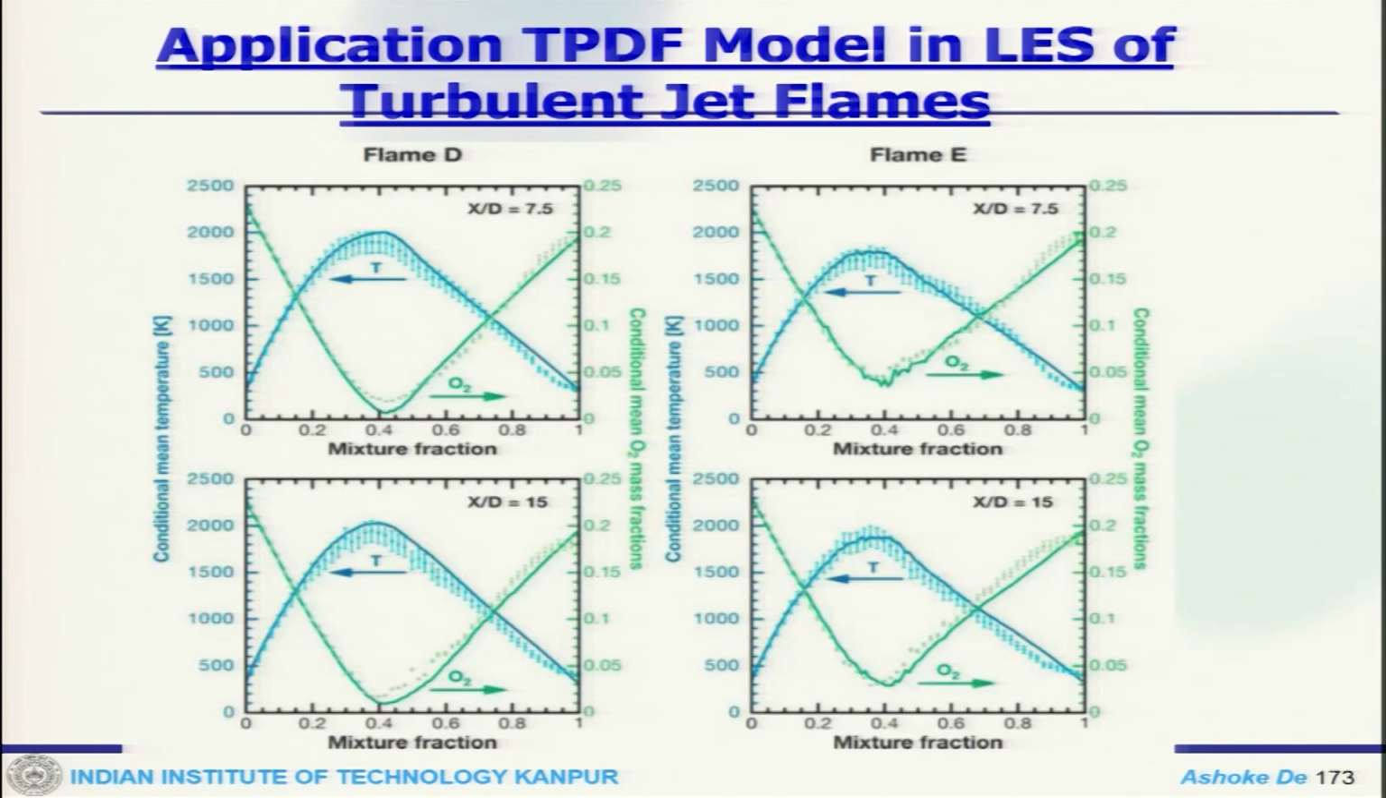This is just to show you how that actually worked, and one can also find the mean from the scatter plot. So that essentially concludes the discussion on the transport PDF method, and we will stop the discussion here today and continue in the next lecture.